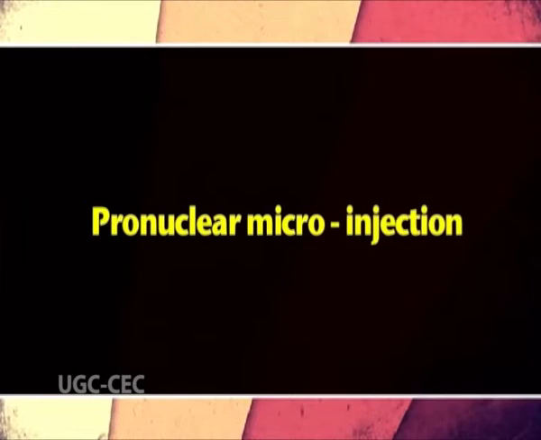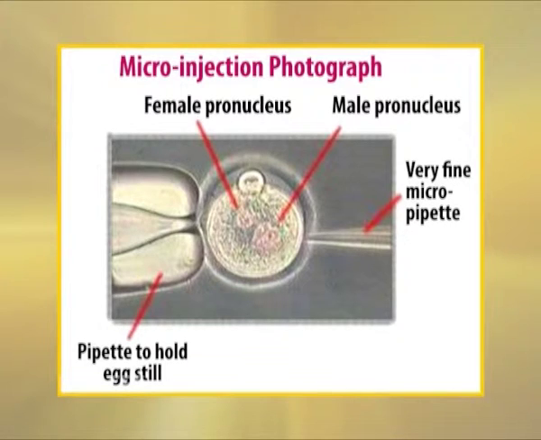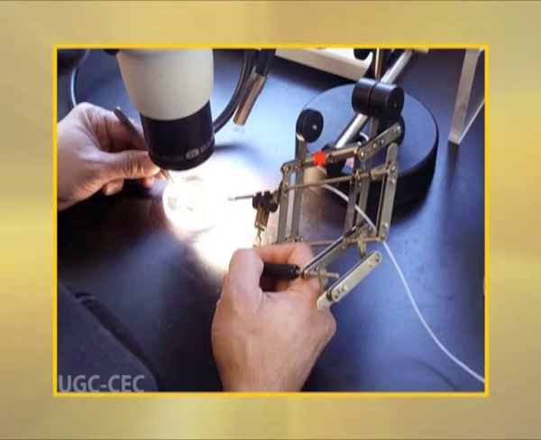First in line is the pronuclear microinjection. The most popular approach for generating transgenic mice is the direct injection of transgenes into one pronucleus of the fertilized oocyte. This method can be carried out without the use of any specialized vector. The procedure involves the direct injection of transgenic DNA into the nucleus of the host cell with the help of a glass microinjection tube or syringe.